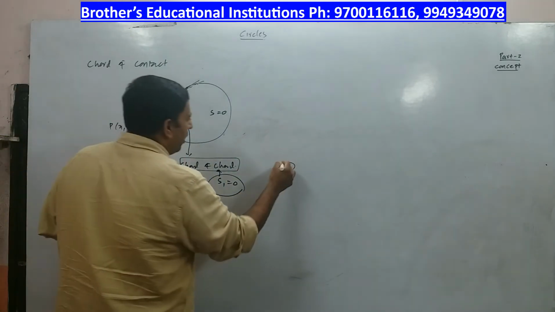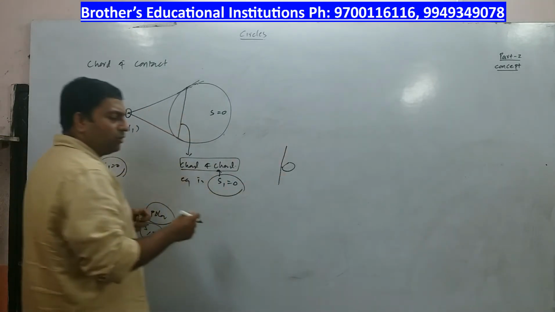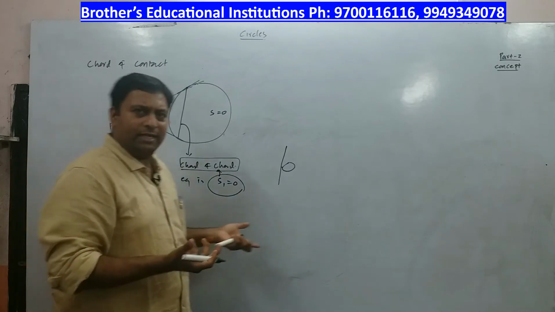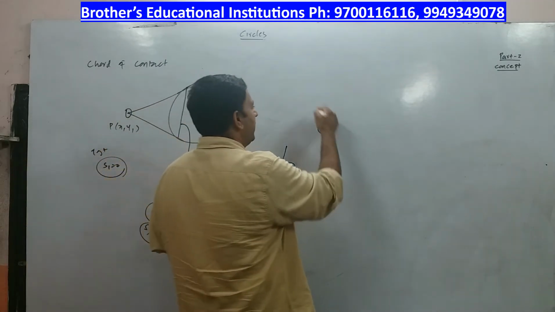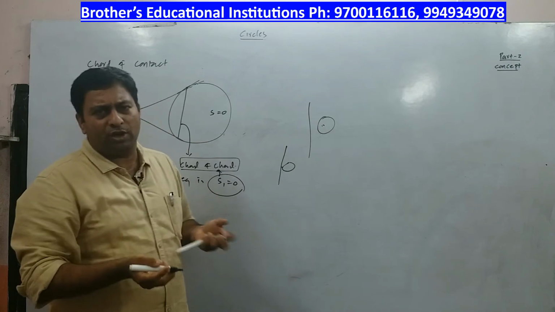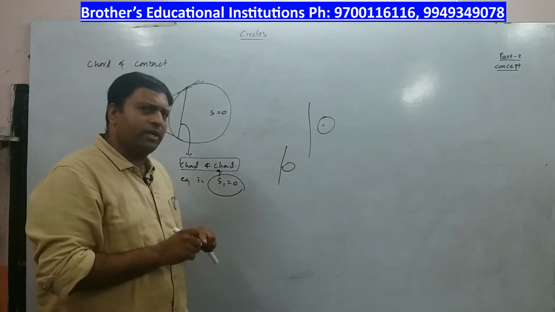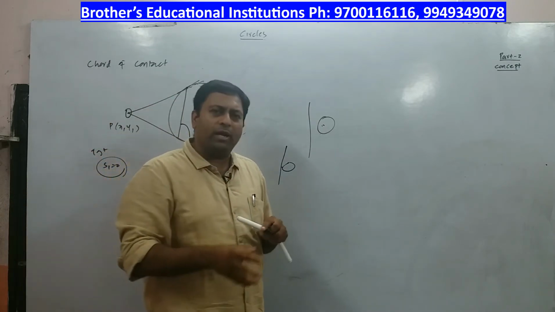If the point is on the circle and you apply S1 is equal to 0, what will you get? You will get the equation of the tangent. And if the point is inside, you will get some line outside, that is the equation of the polar. So what is S1 is equal to 0? S1 is equal to 0 is just a notation. Or you can take it this way.